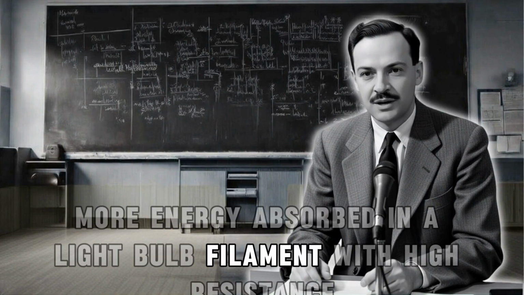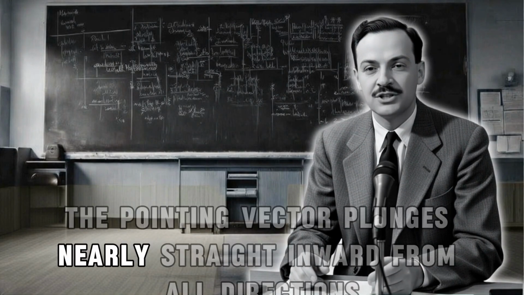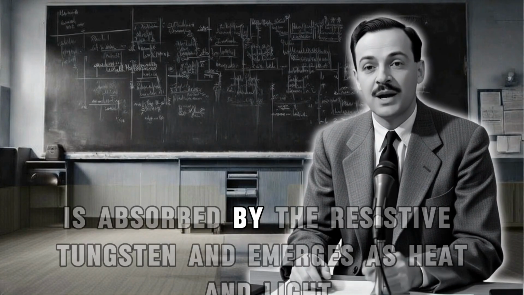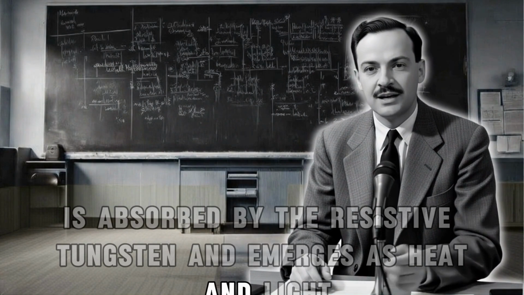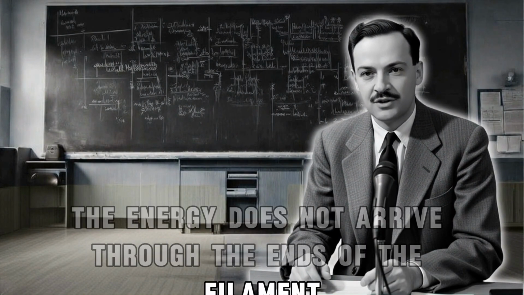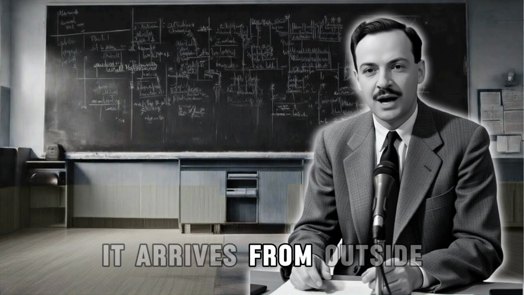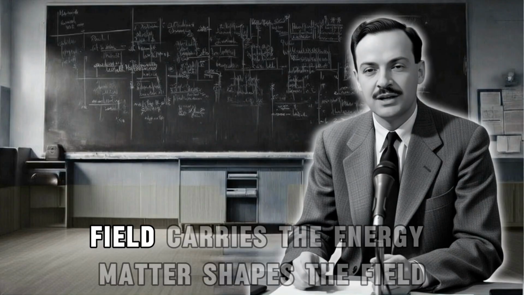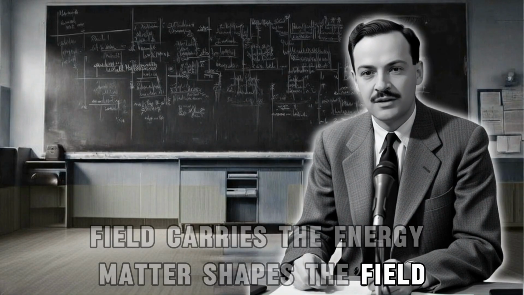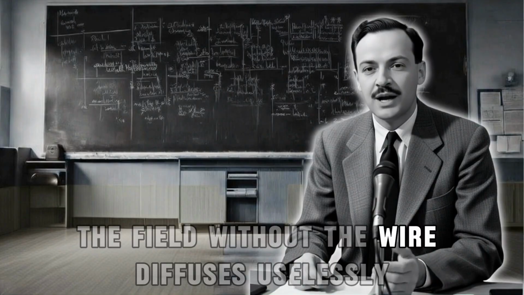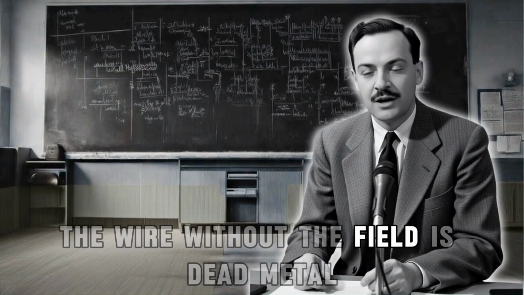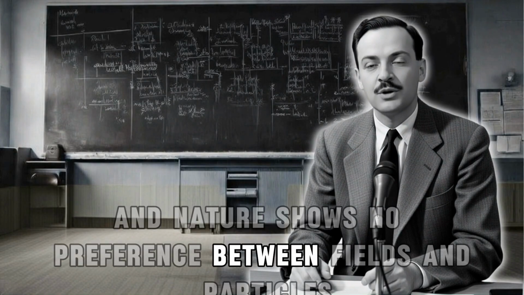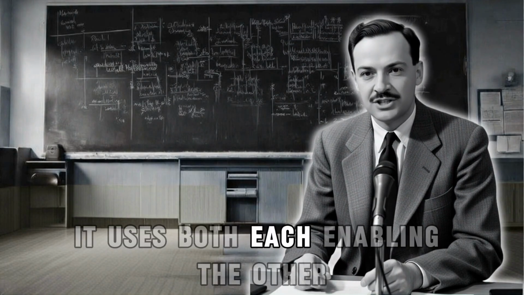In a light bulb filament with high resistance, the Poynting vector plunges nearly straight inward from all directions. Energy pours in from the surrounding field, is absorbed by the resistive tungsten, and emerges as heat and light. The energy does not arrive through the ends of the filament like water through a hose. It arrives from outside, converging inward from the field surrounding the wire on all sides. Field carries the energy. Matter shapes the field. Neither works without the other. The field without the wire diffuses uselessly. The wire without the field is dead metal. Together, something marvelous emerges, and nature shows no preference between fields and particles. It uses both, each enabling the other.